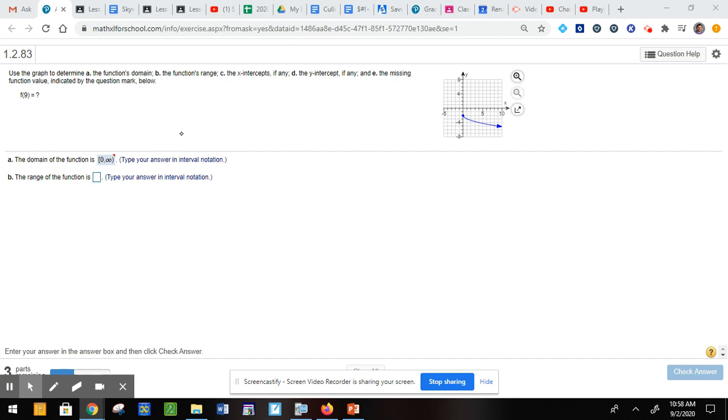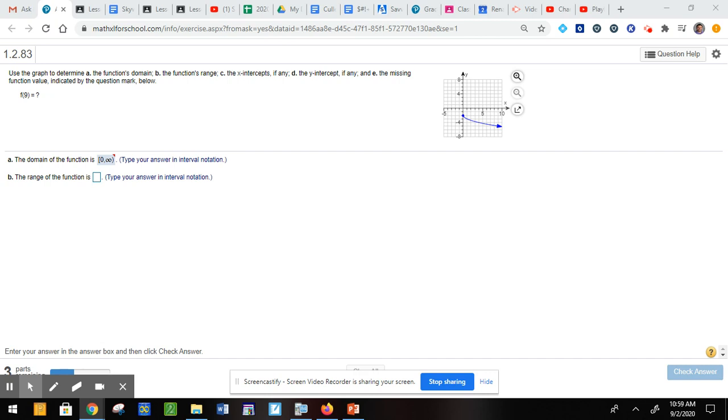The function starts at 0 here, and it's a closed circle. So that's why it would be a bracket around 0 on the left. And then it goes to the right forever. Doesn't matter if it's going down or up, it's definitely going to the right forever. So that's why it's infinity. And you always put parentheses around infinity.